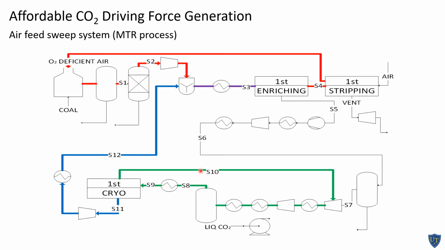There is a byproduct produced from this liquefaction step, which can go through a membrane process as well to produce another stream that gets recycled back to the first enriching stage. We're going to focus on what types of membranes we would ideally put into these two stages right here, the enriching stage and the stripping stage.